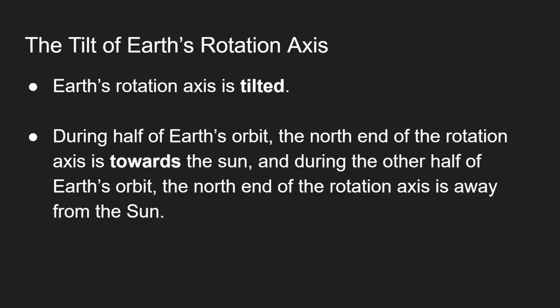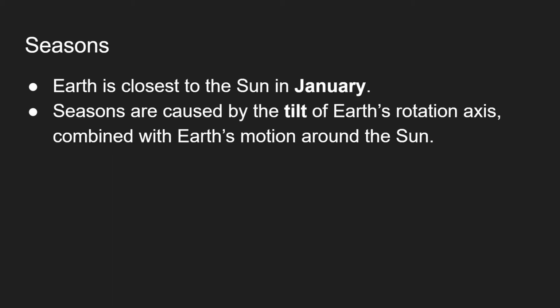Now, you already learned about this last week. The Earth is on a tilt. During half of Earth's orbit, the north end of the rotation axis is towards the sun, and during the other half, the north end is away from the sun. And that's how we get seasons. So just know, the Earth's axis is tilted, that's how we get seasons. Now, last week you learned the Earth is actually closest to the sun in January.